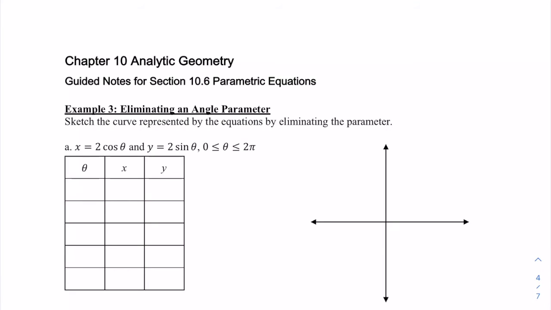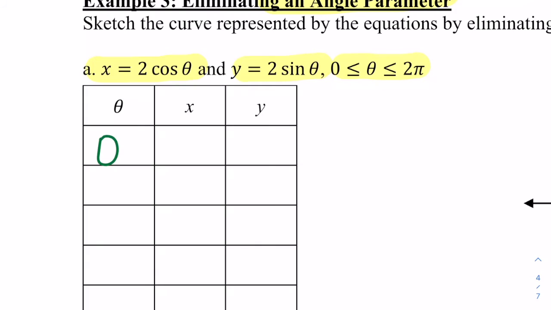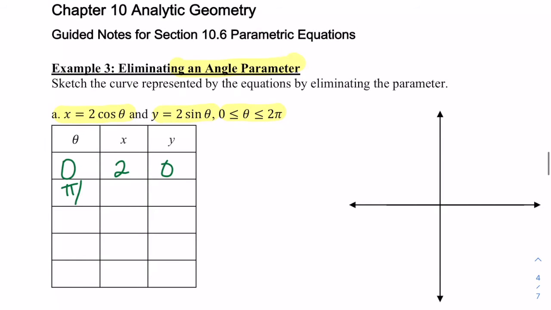For the next set of problems, we're going to eliminate the angle parameter. So here we're given two parametric equations. x is equal to 2 times cosine theta, and y is equal to 2 times sine of theta. And we're restricting the angles from 0 to 2 pi. So let's plug in some angles here. If we plug in 0, we're going to get 2 for x and 0 for y. At pi over 2, we'll get 0, 2. At pi, we'll get -2, 0. At 3 pi over 2, we'll get 0, -2. And back to 2 pi, we'll get 2, 0.